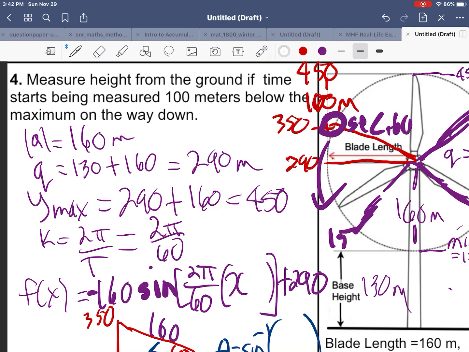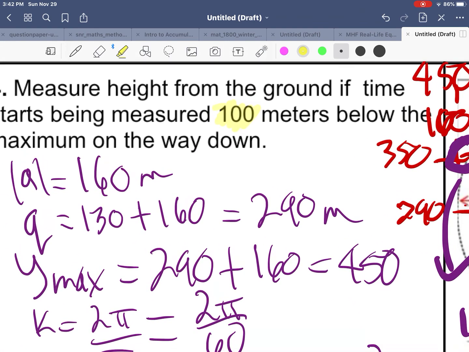The first thing is you may have received a copy of the handout that has 10 instead of 100 here. So it should be in the question, it should have said 100 meters, not 10 meters. That's the first thing. If your handout has 100 meters, you're fine.